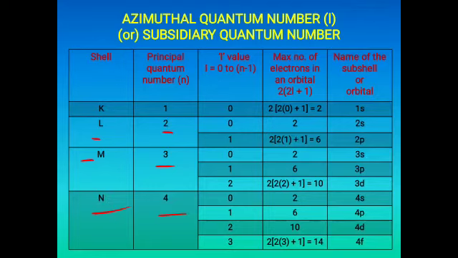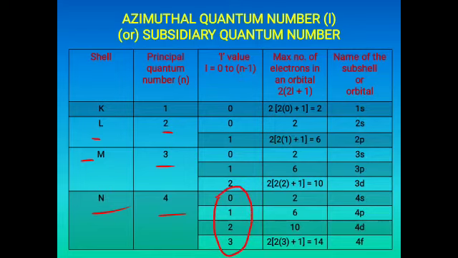Okay, so for first orbit, L value will be 0. For second orbit, L value will be 0 and 1. For third orbit, the L value will be 0, 1, 2 based on this formula: L is equal to 0 to n minus 1. No? For third orbit, n minus 1, 3 minus 1, 2. So 0 to 2, that is 0, 1, 2. 3 different values will be there. And for fourth orbit, L will have 4 values, 0, 1, 2, 3.